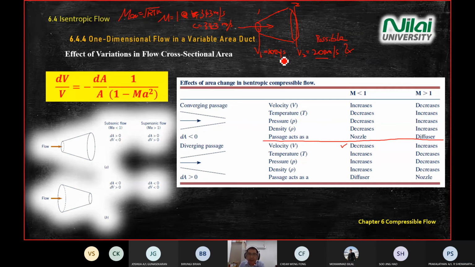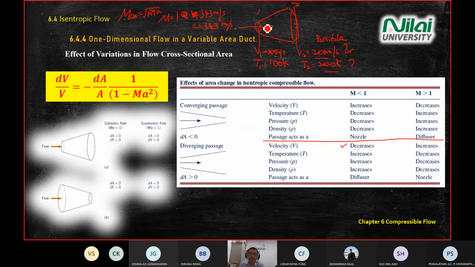Okay, now the next question. Still same setting. Now I give you the temperature. Temperature 1, for example, you measure at 100 Kelvin. Is this possible? You get 200 Kelvin at point 2, and why? Is it possible? My question is still the same.